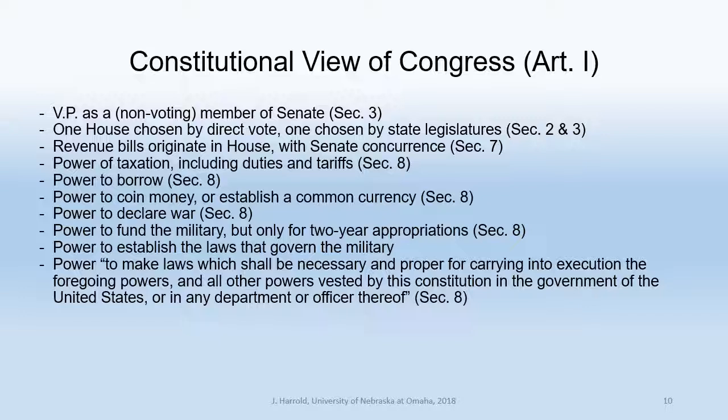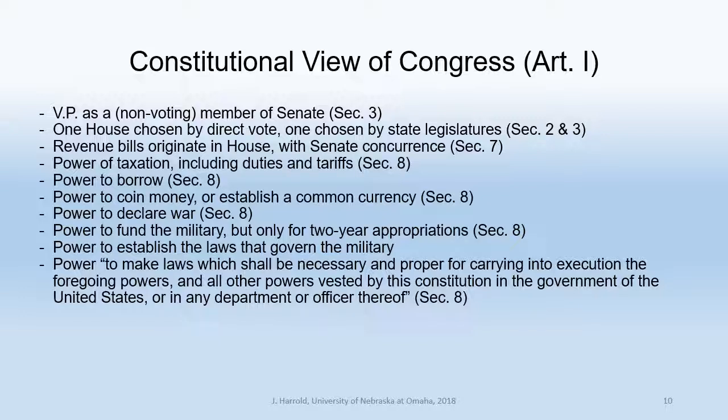So the constitutional view of Congress is that the Senate was selected, not elected, by state legislatures. Only one branch was elected by the people, and the franchise itself was very limited. However, really, that was the only branch of the national government that was elected, the House of Representatives.